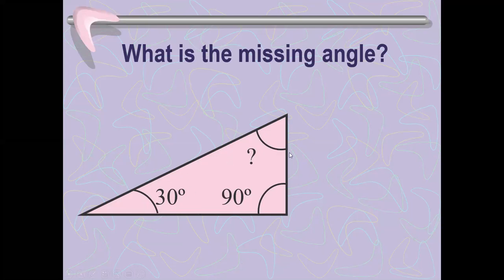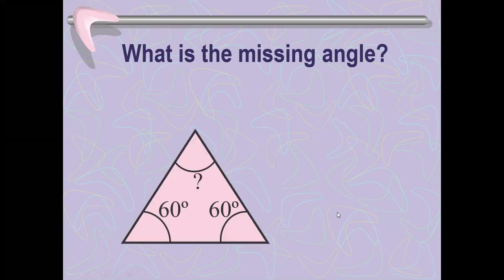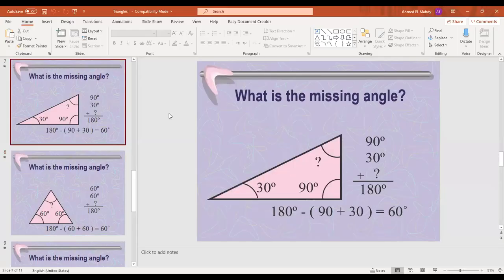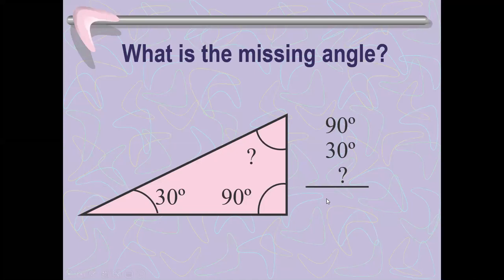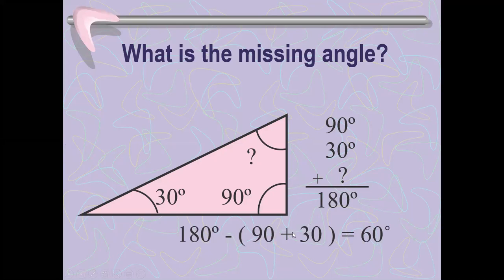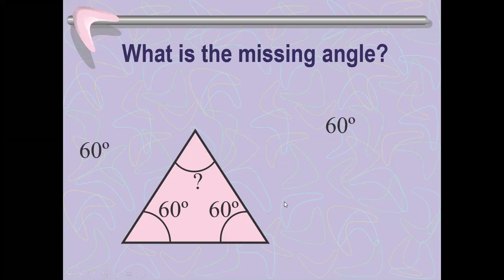We have 30, 90, and also an unknown angle here. The sum of the three angles must be 180. 90 plus 30 plus the unknown one must be 180. To find the unknown angle, subtract 180 minus the sum of 90 plus 30. We add firstly 90 plus 30 equals 120, and then subtract, the result will be 60 degrees.